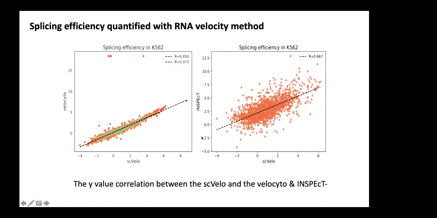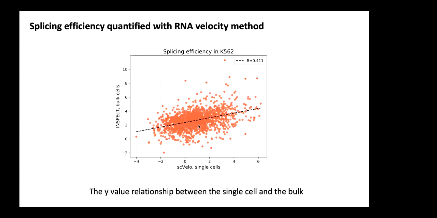To prove the reliability of our y-value estimated from the ISMB law, we compare it with the y-value estimated from the velocity and the inspect manners, and we found that they are all highly correlated. In addition, we also found the relative splicing efficiency between the single cell estimated from the ISMB law and the bulk estimated from the inspect manners has a good match in K562 cell line. All of this evidence proves the accuracy of the y-value.